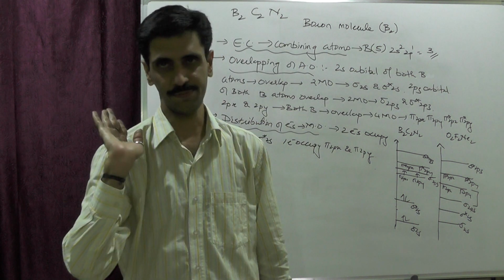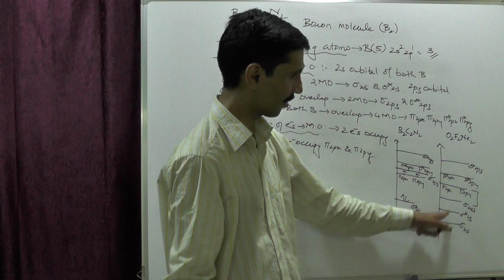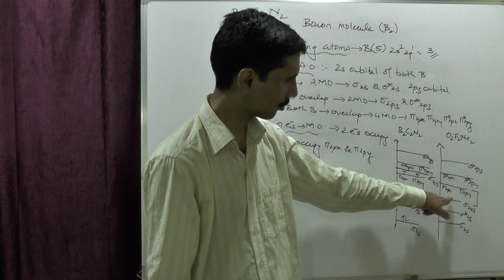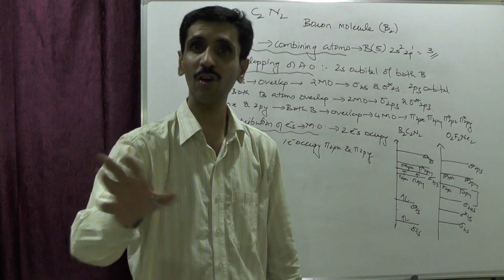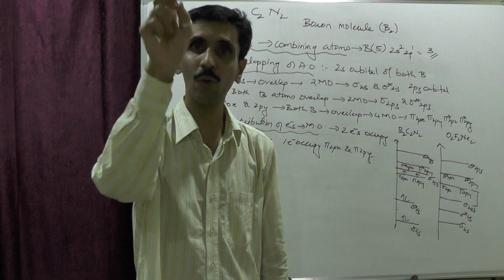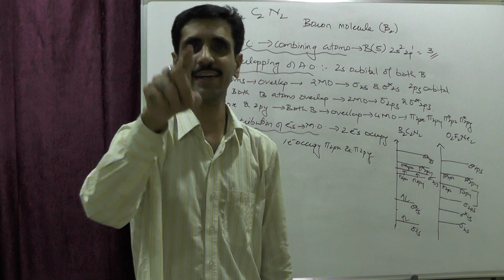paramagnetism and diamagnetism. If I had arranged 6 electrons here, then 2 electrons over here, 2 electrons over here, 2 electrons over here. So that means all the electrons are paired, and therefore we say that the boron molecule is diamagnetic.